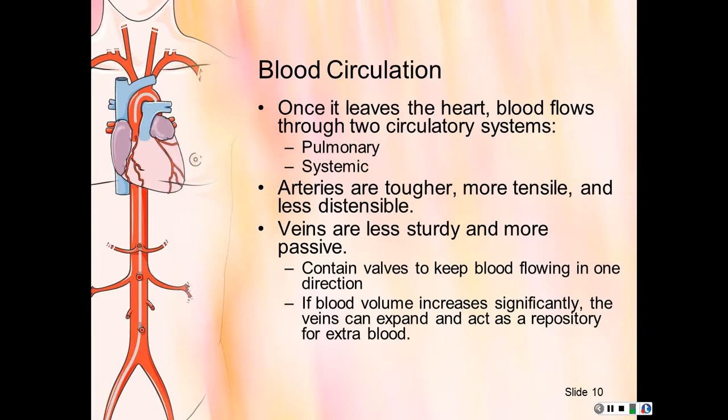And as I mentioned, black people have more valves than other races in general. In blood volume, if it increases significantly, the veins can expand and react as a repository for extra blood. An example of that would be pregnancy, when you have up to 25% more blood.